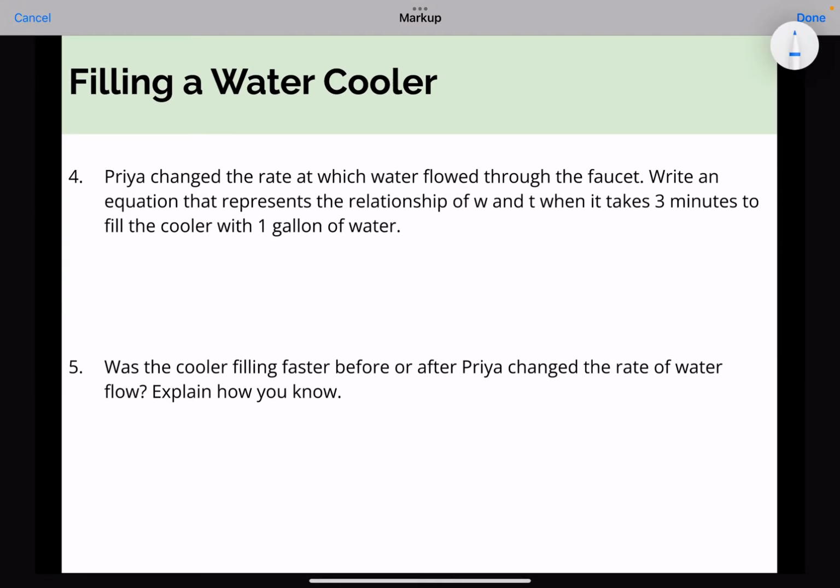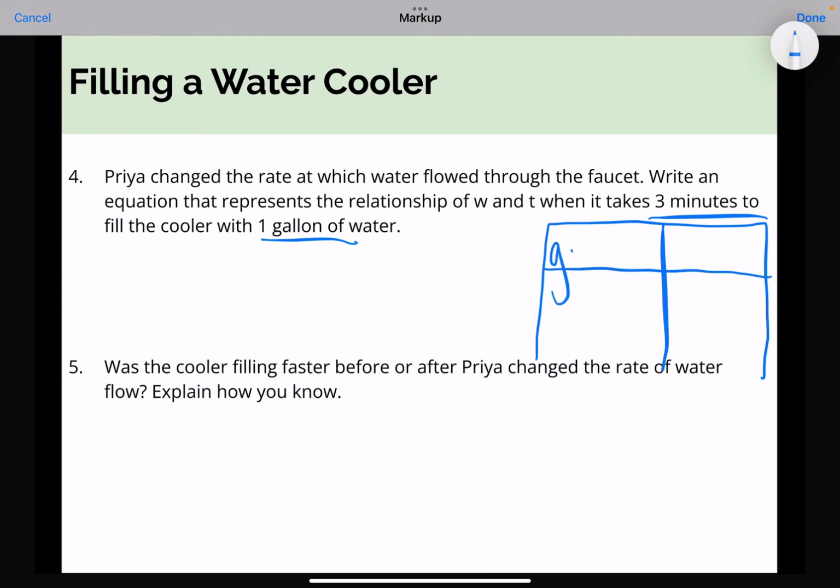Okay, so we're still looking at that filling a water cooler, and now Priya changed the rate at which the water flowed through the faucet. So we're writing an equation that represents the relationship of W and T when it takes 3 minutes to fill the cooler with 1 gallon of water. Go ahead and try and create another table.